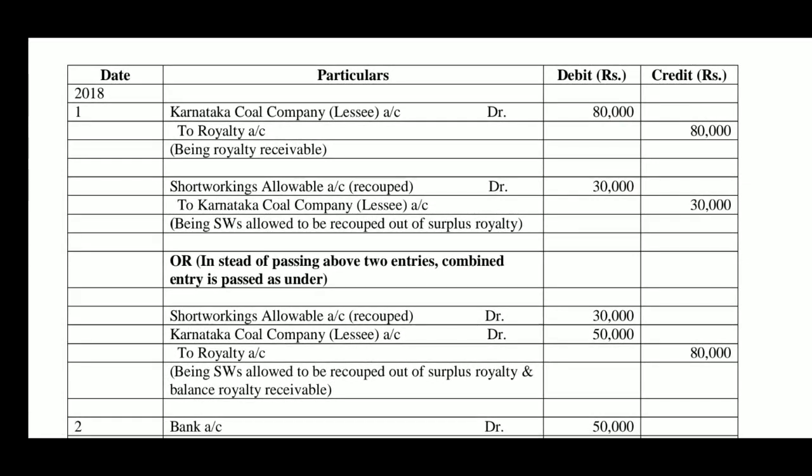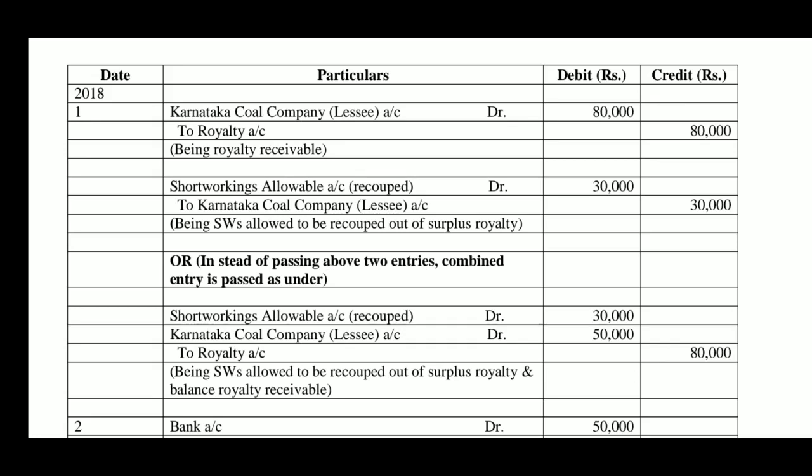So, in the first entry, lessee's account debtor, Karnataka Coal Company account debtor 80,000, actual amount of royalty, to royalty account 80,000, being royalty receivable. In the second entry, recoupment is made with the amount of surplus royalty 30,000, short workings allowable account is debited. Short workings allowable account debtor 30,000 to Karnataka Coal Company account 30,000, being short workings allowed to be recouped out of surplus royalty. Or instead of passing the above two entries, a combined entry is passed as under.